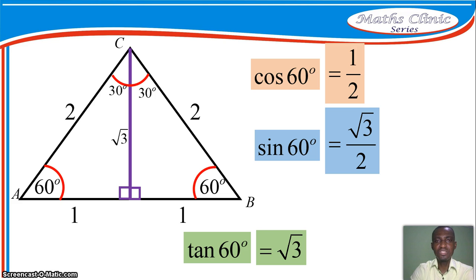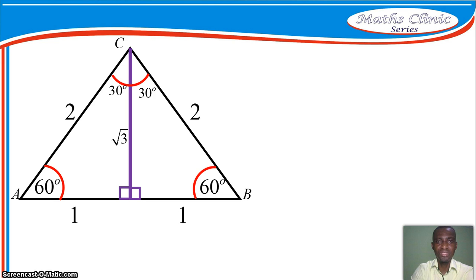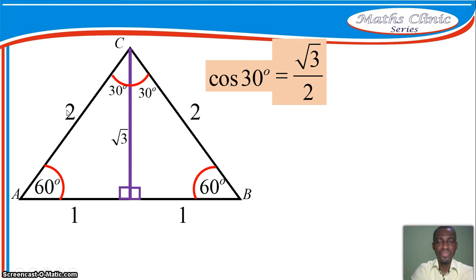Alright, now let's do the same thing for 30 degrees and see. If I pick cos 30, I can take any of these 30 degree angles to give me the same answer. So if I say 30 here, cos is adjacent over hypotenuse. The adjacent of 30 here is root 3, and the hypotenuse is this. So that will give me root 3 over 2.